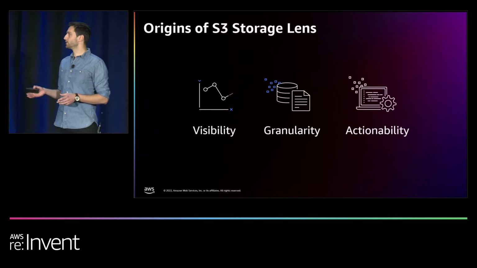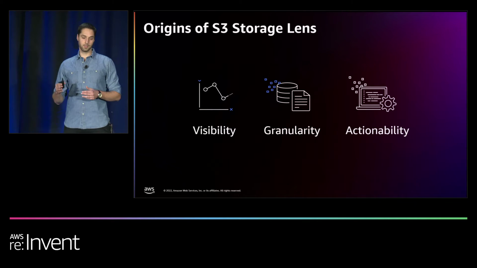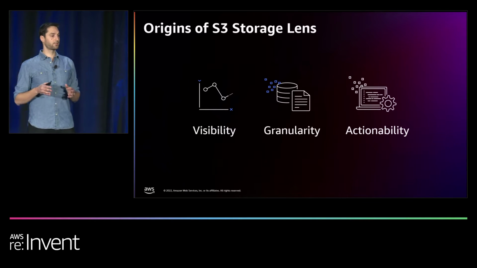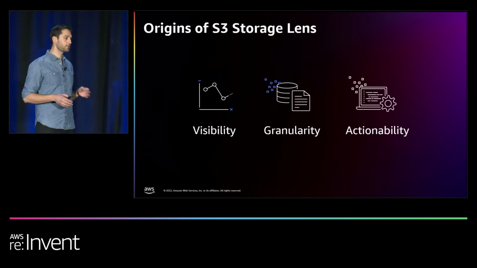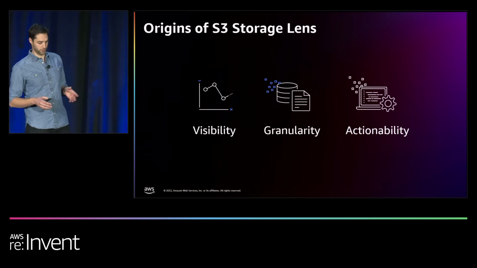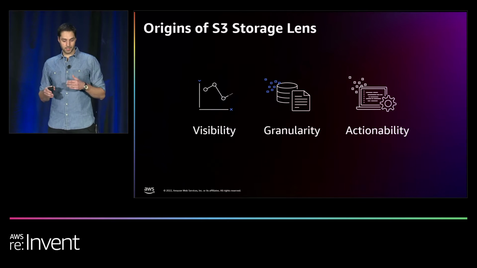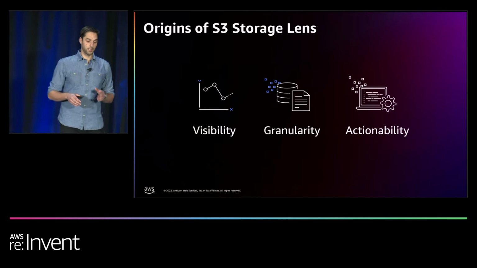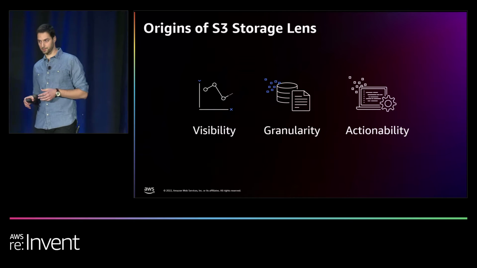How did we come to build Storage Lens? Like many other AWS products, we worked backward from our customers. And we heard customers providing us feedback on three main areas. First, they wanted an easy way to get visibility into their storage. Second, they wanted the ability to analyze data at different granularity levels. And third, they wanted the ability to get meaningful insights that allow them to take actions.